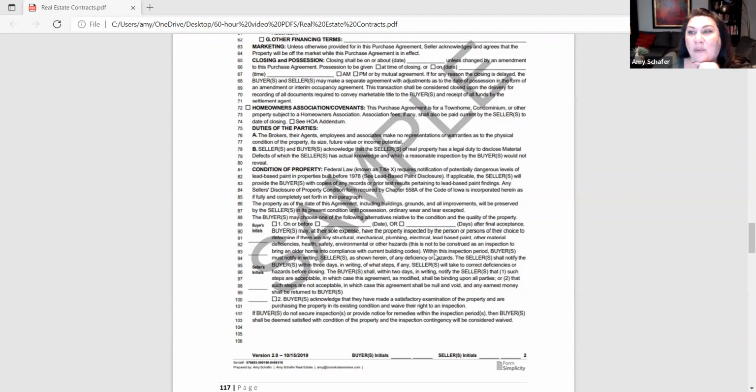That's not how I read this contract. I read it that you can do the inspection, but you have to give the seller notice of the repairs. Then they've got 3 days to respond to you. And if those steps aren't acceptable, then it says the agreement is null and void, earnest money returned to the buyers. So just make sure you read that section very carefully.